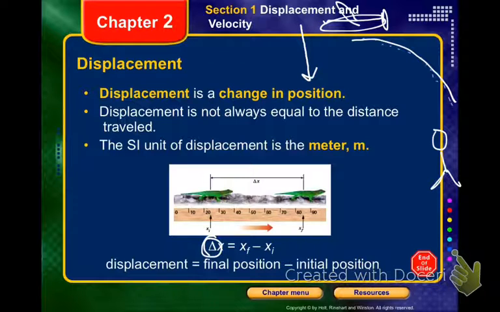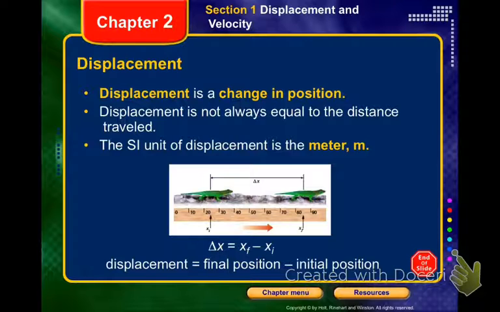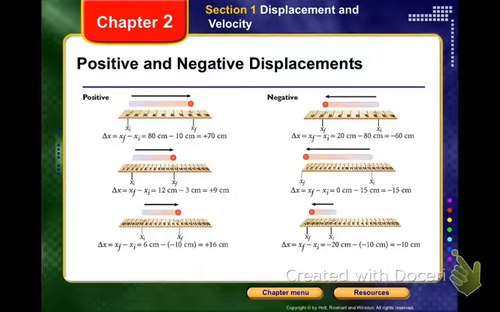In this case, they're using the x. x is for displacement, and it could be delta T for temperature. It's still final minus initial. It could be delta little t for time. It's still final time minus initial time. Always final minus initial. In these examples up here, it's showing you positive and negative displacements.